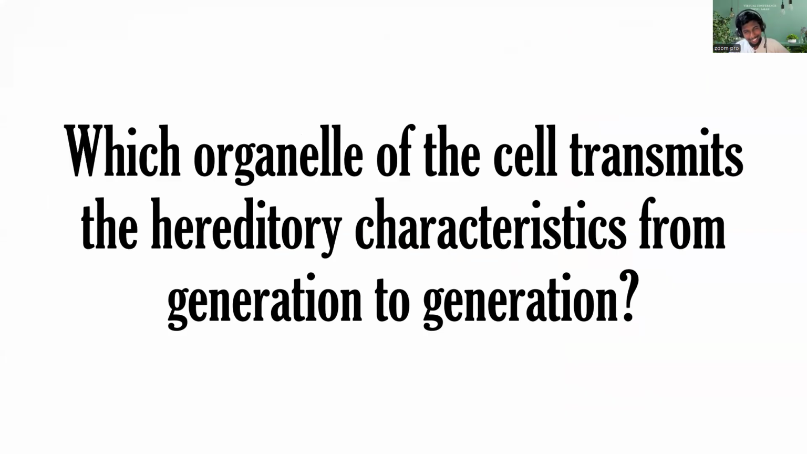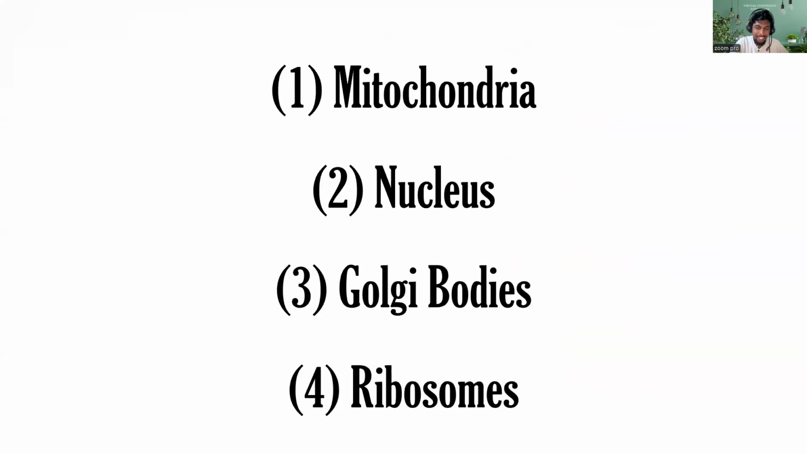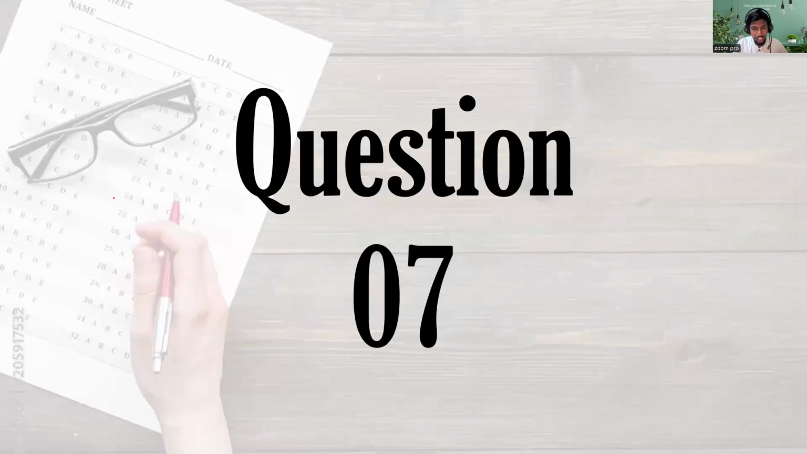So this is the question. Which organ of the cell transmits the hereditary characteristics from generation to generation? What's the answer? The correct answer is the nucleus. Right.